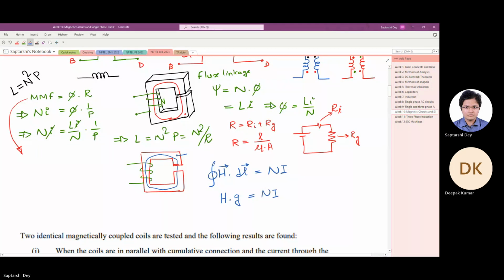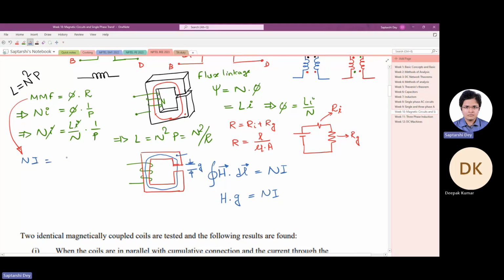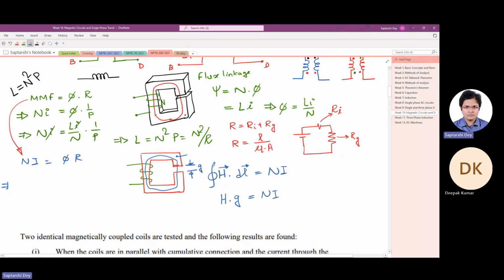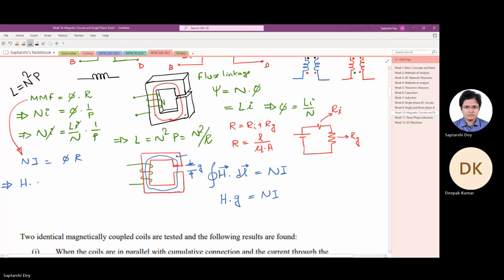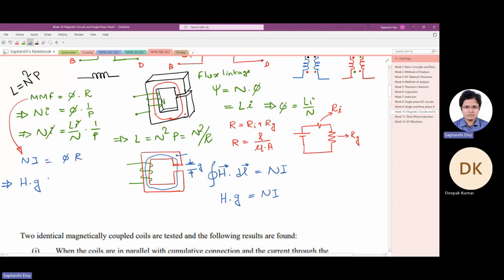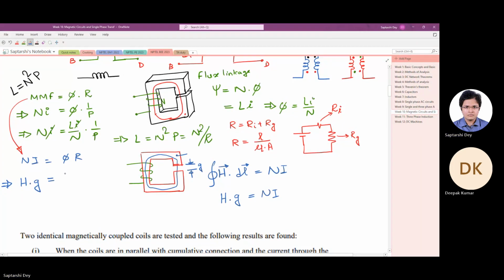Okay. H dot G means this length. This is G. Now this MMF, as I wrote here, Ni is phi r. Ni I have written it is H dot G. So basically H, or magnetic field intensity, is nothing but MMF per unit length.